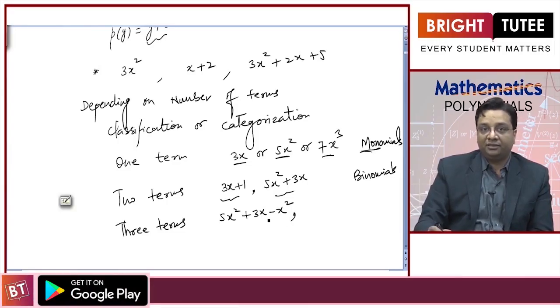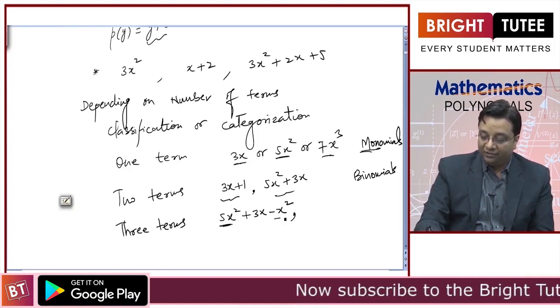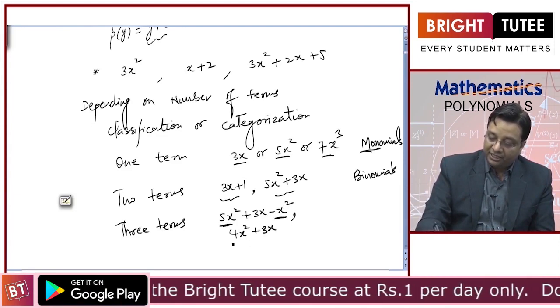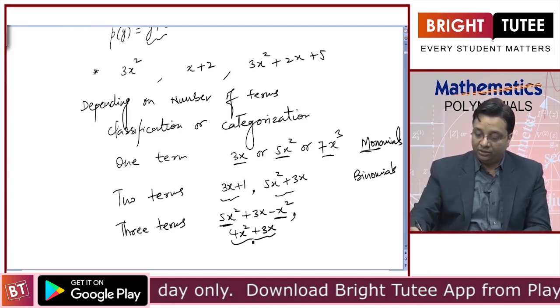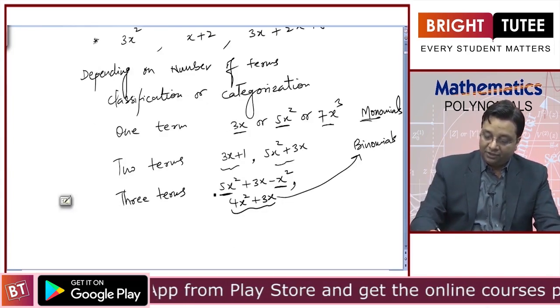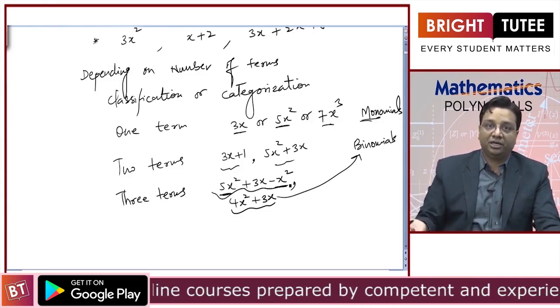Are these three terms? No, these are just two terms. I have written 5x square minus x square here. So, I will write 4x square plus 3x. So, this is a polynomial with two terms only. So, this will come in the category of binomials, right? If this was allowed, then I cannot categorize a polynomial in monomial, binomial, etc.